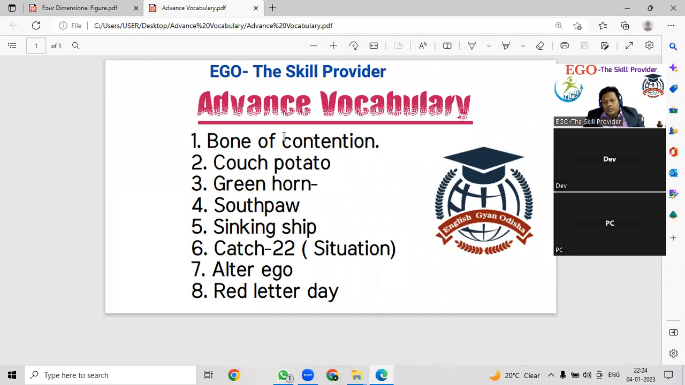Let me tell you, that is what is called a couch potato. Or, if you are new to something, you can say, I'm a greenhorn. You can say, I'm a greenhorn in this particular thing. So what is more important?